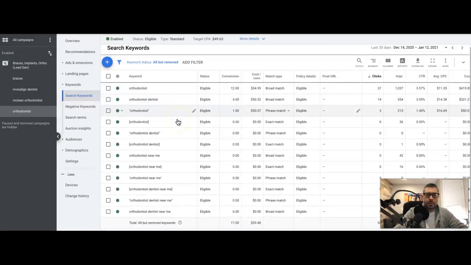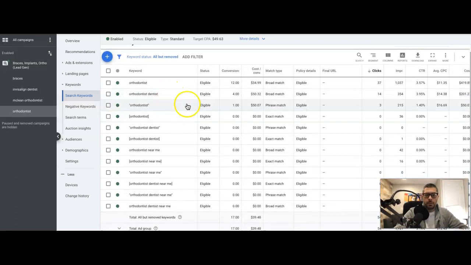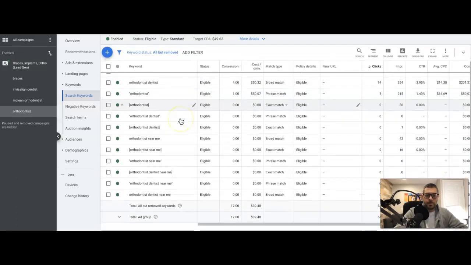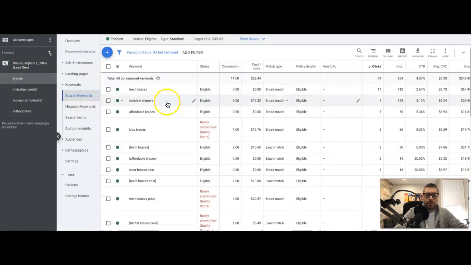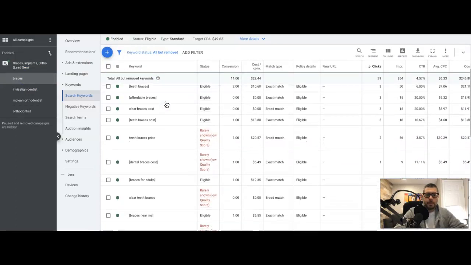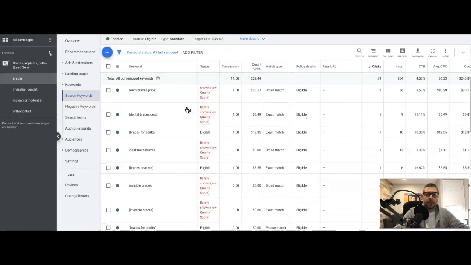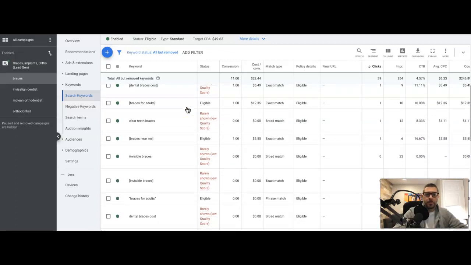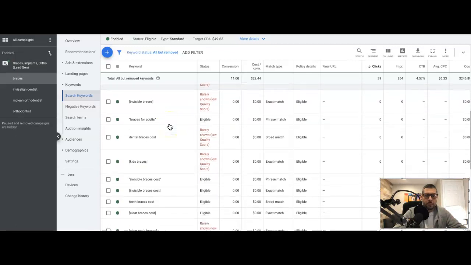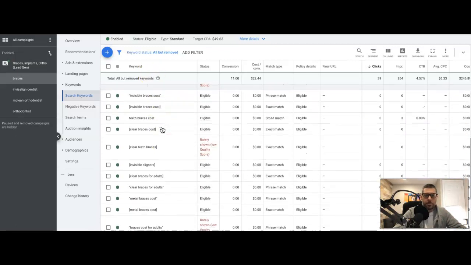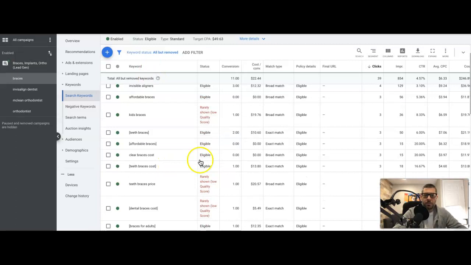So if we go into the keywords, you can see here we're doing broad match and phrase match and exact match. Pretty tightly themed keywords. If we go into the braces ad group, you'll see this. Teeth braces, invisible aligners. You're not allowed to really use Invisalign in the ads. Unfortunately I can't show you guys the ads because of the client's privacy, but we try to use invisible braces instead to kind of get around that. So you can see that keyword in here a few times. A lot of cost type keywords.